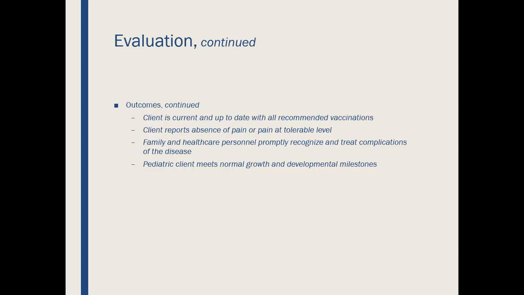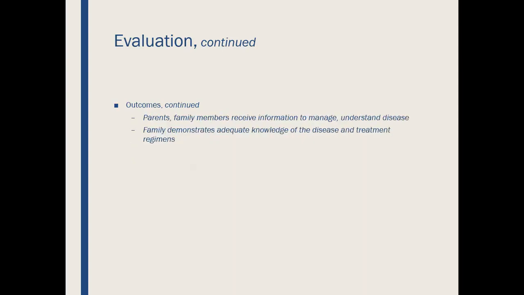Family and healthcare personnel promptly recognize and treat complications of the disease. Your pediatric clients will have normal growth and developmental milestones and meet those. Parents and other family members receive information to manage and understand the disease. They may also need referrals. The family demonstrates adequate knowledge of the disease and treatment regimens.